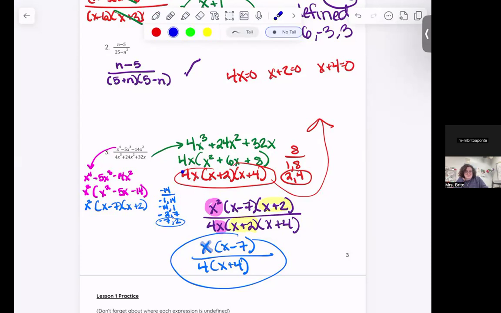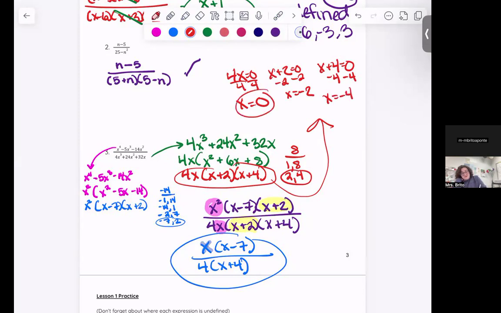4x was the first term. I set that equal to 0. X plus 2 also set equal to 0. And x plus 4 also equal to 0. And then I solve. So x could equal 0, x equals negative 2, and x equals negative 4 are all where it's undefined.